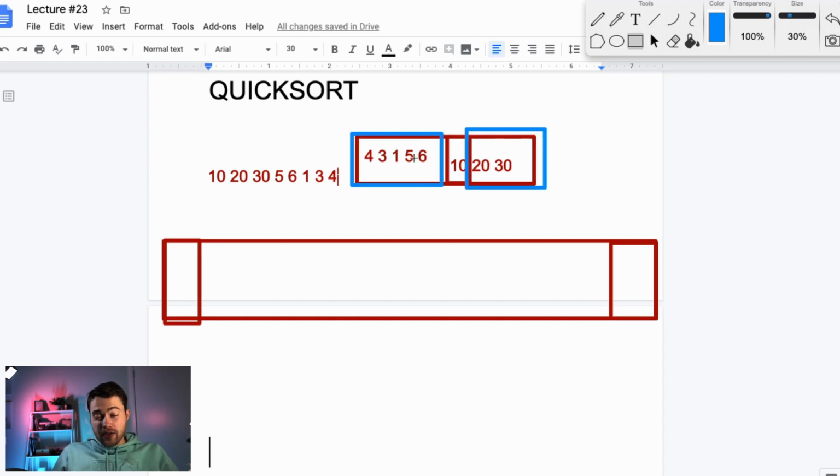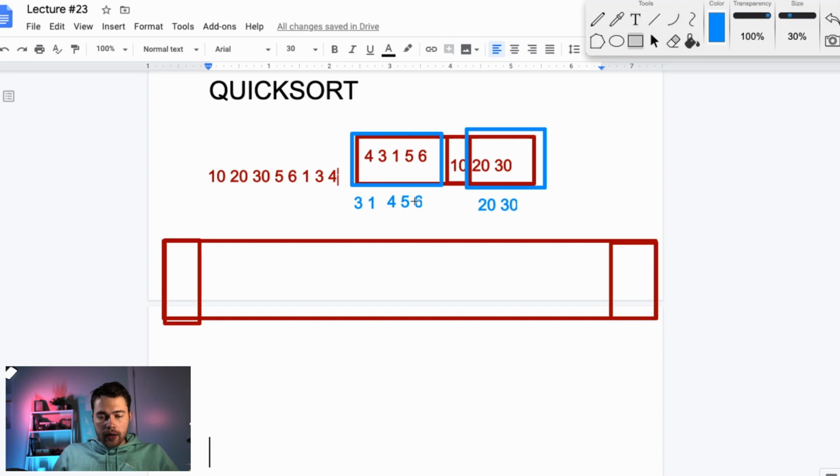So I select the pivot. Let's say, again, I want it to be the first number always. Okay, and then I select it to be 4. Then on the right hand side, I'm going to have the elements greater than 4, so let's say 5 and 6. And here I'm going to have 3 and 1. Over here I select 20 to be the pivot. On the left, I need to have everything less than 20, which is nothing, and on the right, I need to have everything greater than 20. So I'm pretty much done with this part of the array.